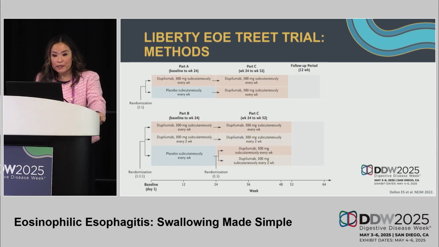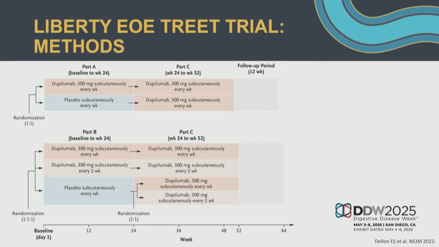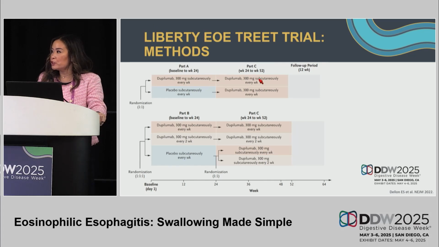In part A of the study, patients were randomized to either dupilumab 300 milligrams every week or placebo. And in part B, they were randomized to either dupilumab 300 milligrams every week or every 2 weeks, or to placebo. Part C was the open label extension, where patients subsequently received dupilumab every week or every 2-week dosing.